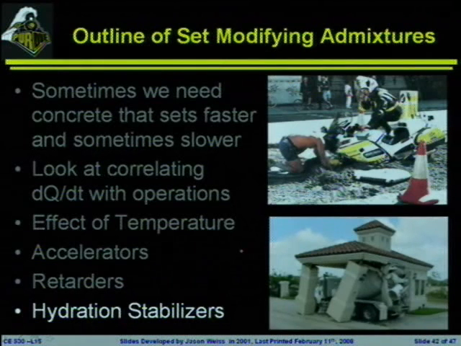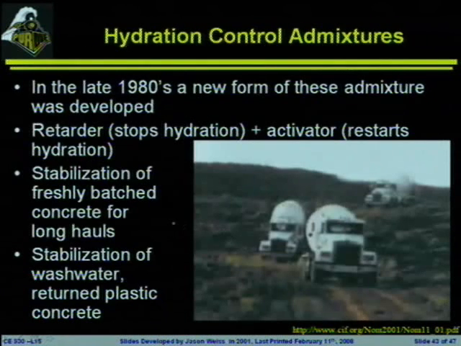The last thing that I'll talk about very briefly is the idea of hydration control admixtures. I would say this came out in the late 80s and is starting to gain more and more acceptance. The basic idea here is to use a two-part system. You'll use an activator, which will restart hydration. You'll use a retarder that'll stop hydration. So the basic idea is you'll batch the concrete up. You will throw a retarder in or a stabilizer in that will essentially hold the concrete as a fluid system until you get to a point where you throw activator in and say start the hydration process again.